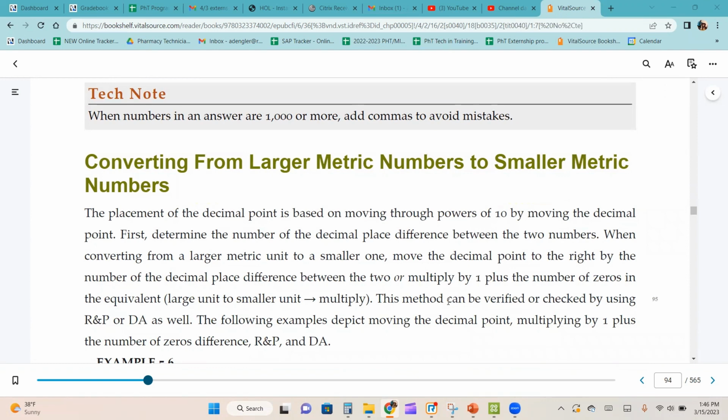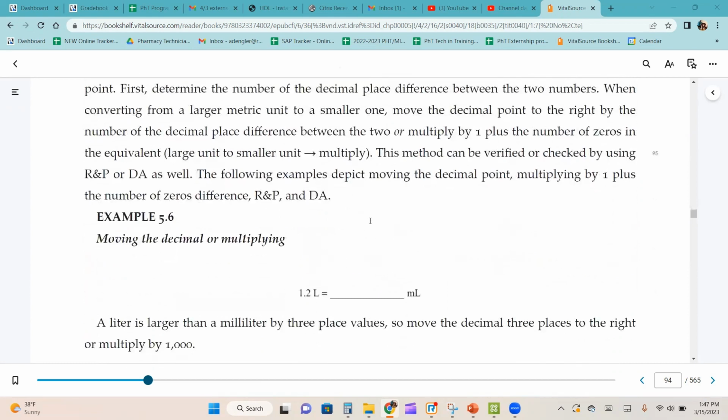Converting from larger metric numbers to smaller metric numbers, the placement of the decimal point is based on moving through powers of 10 by moving the decimal point. First, determine the number of the decimal place difference between the two numbers. When converting from a larger metric unit to a smaller one, move the decimal point to the right by the number of the decimal place between the two, or multiply by 1 plus the number of zeros in the equivalent. This method can be verified or checked by using ratio and proportion, or DA, as well. The following examples depict moving the decimal point, multiplying by 1 plus the number of zeros difference, ratio and proportion, and DA.